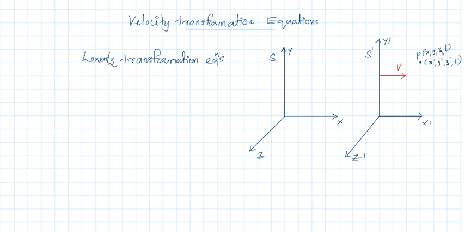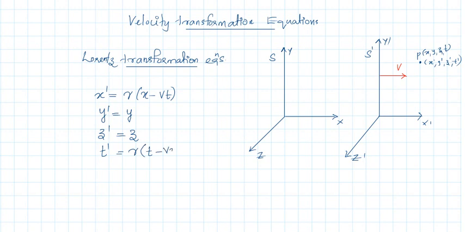So the equations are x prime is equal to gamma into (x minus vt), y prime is equal to y, z prime is equal to z, and t prime is equal to gamma into (t minus vx by c square). Here gamma is 1 by root of 1 minus v square by c square.